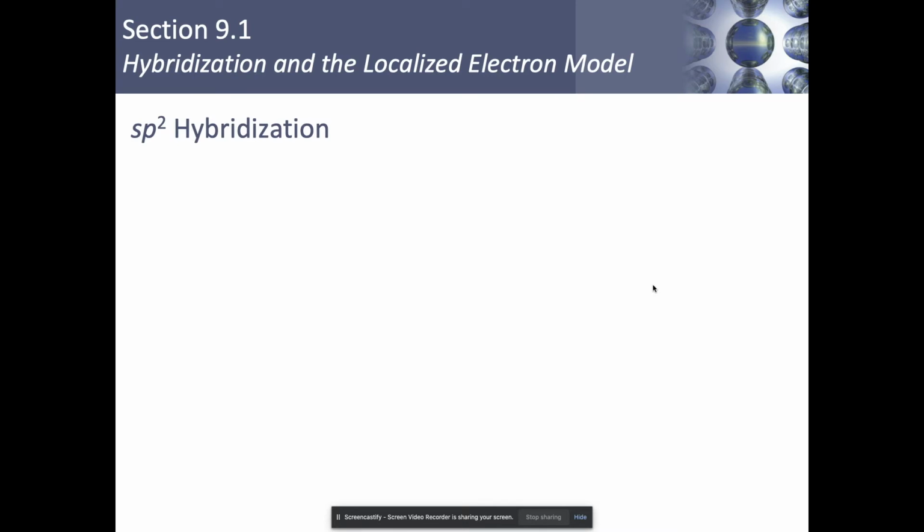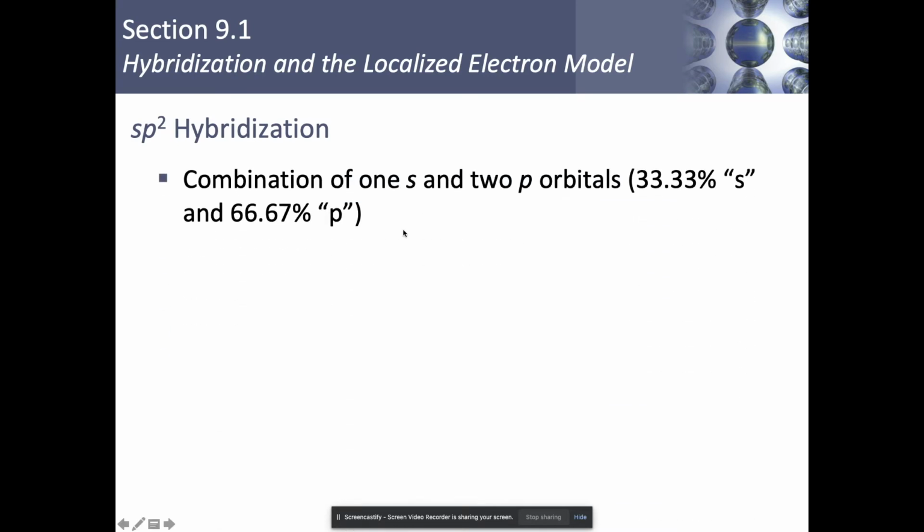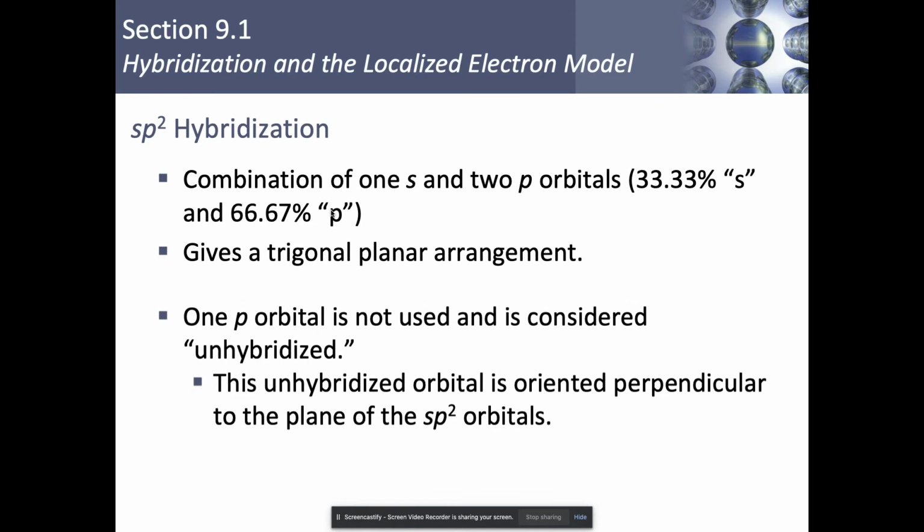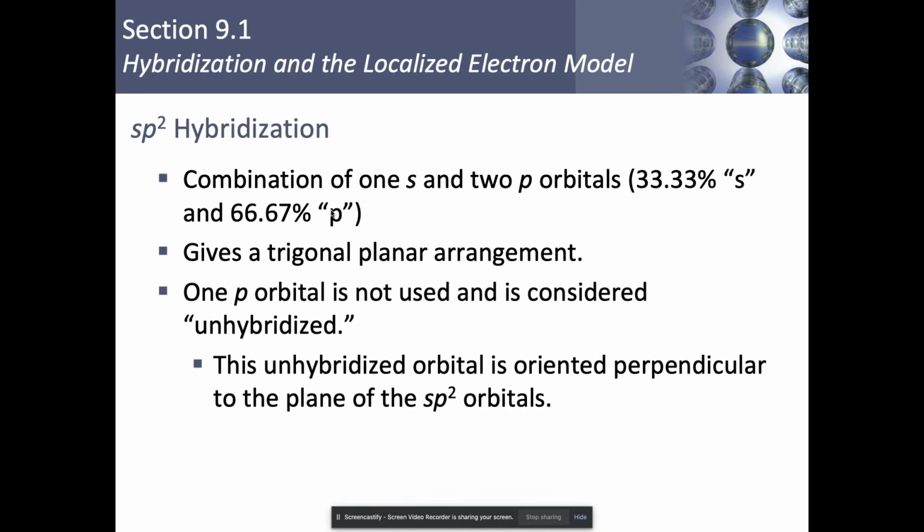It's called sp2 hybridization. So now we have an s orbital and two p orbitals. So again, about a third of its nature is from the s, and about 2/3 of its nature is from the p orbital. So it does give a trigonal planar arrangement. And something kind of important, notice that we are missing a p orbital here. We have one s and two p's, but there is still that third shape. So what happens to that other p orbital? Well, we call that other p orbital an unhybridized orbital.